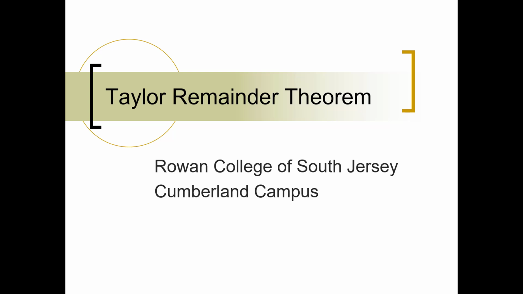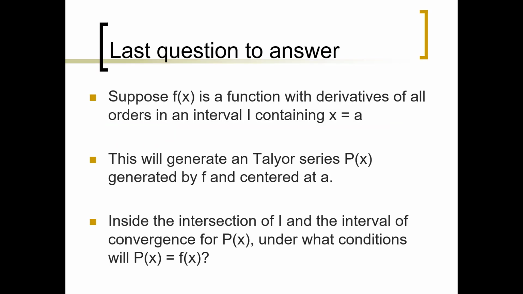So this video introduces Taylor's remainder theorem in Lagrange form. Our very last question that we have to answer is: suppose that a function has derivatives of all orders in some kind of open interval containing the number a. This then allows us to generate a Taylor series generated by f centered at a.